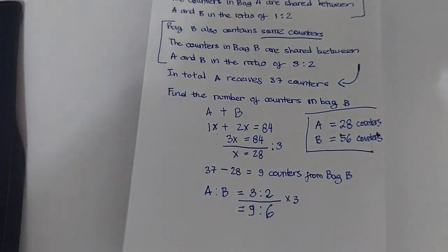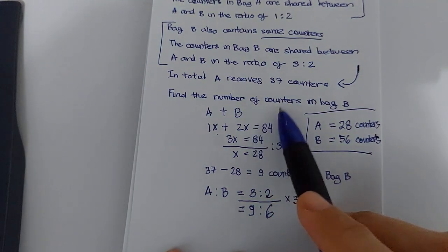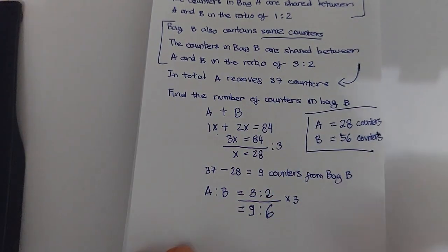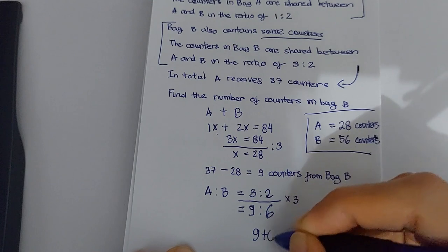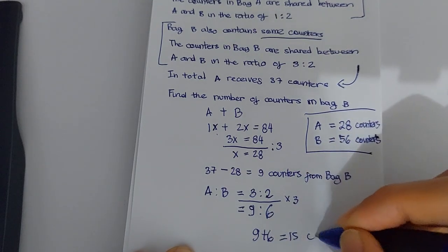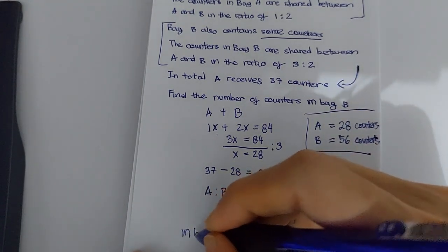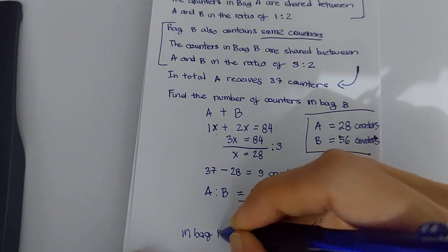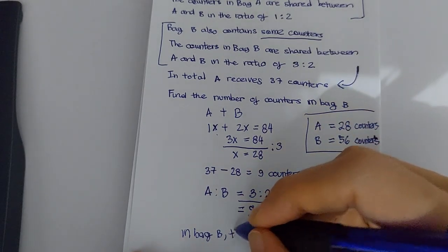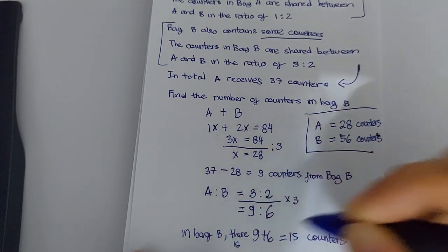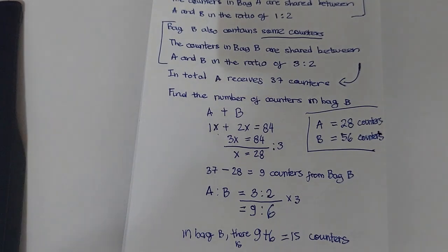So from bag B, A receives 9 and B receives 6. The question is, find the number of counters in bag B. So it means 9 plus 6 will be 15 counters in bag B. Done for this question.